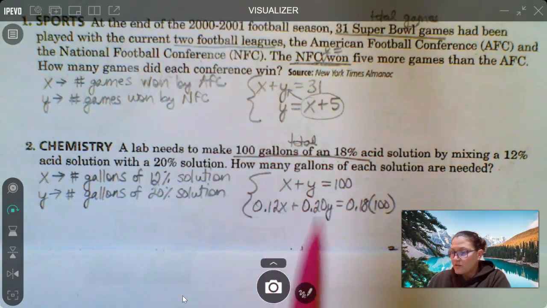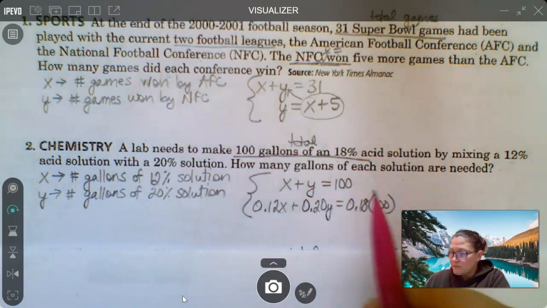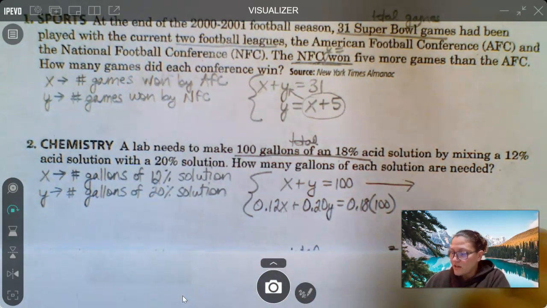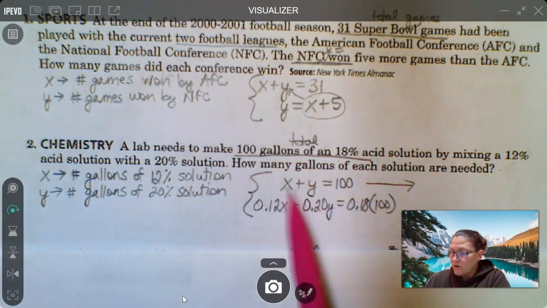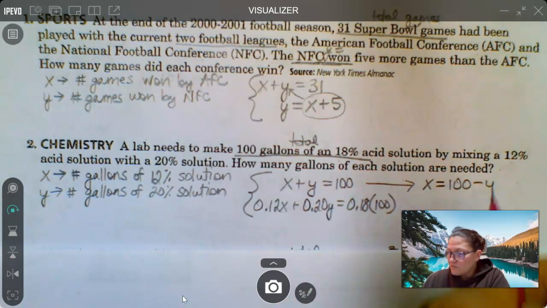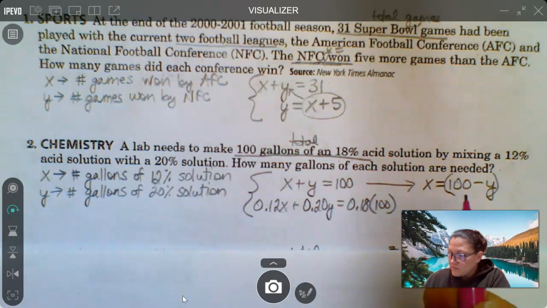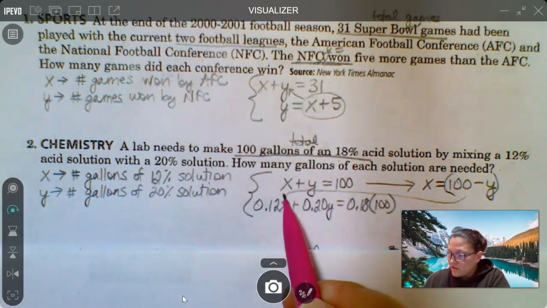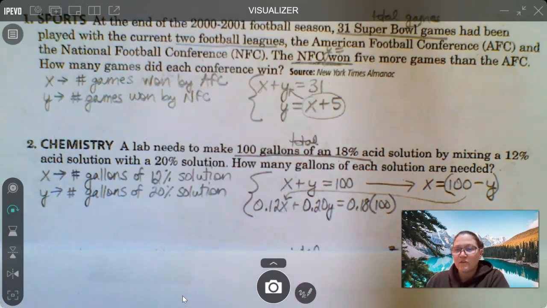And then this one's not quite ready to solve, so I would take this first equation and I would solve it for either X or Y, it doesn't matter. And I would say, let's go for X. X equals 100 minus Y. And then I would take that expression and substitute it in for the X here and continue solving.